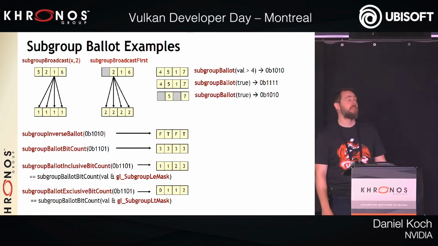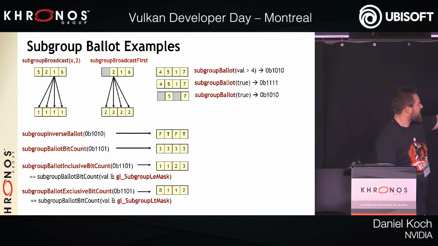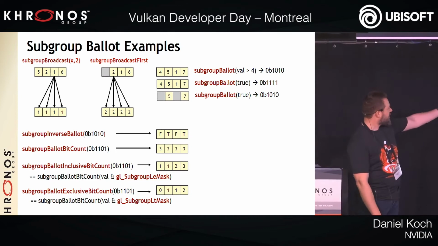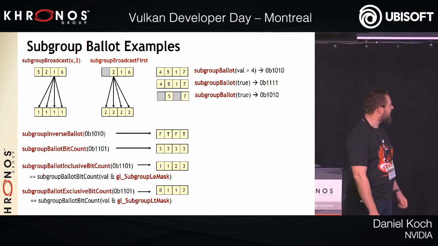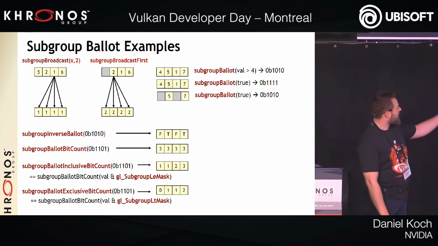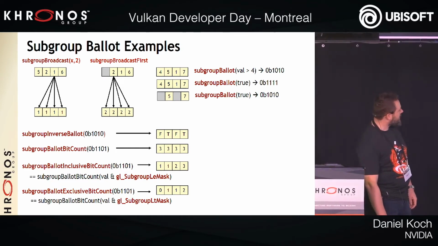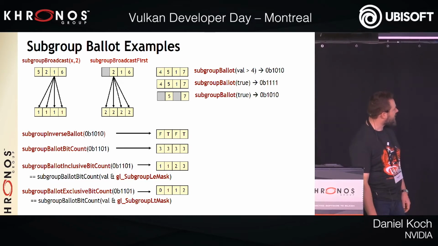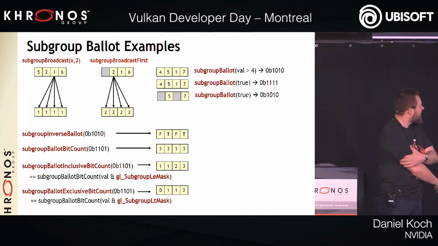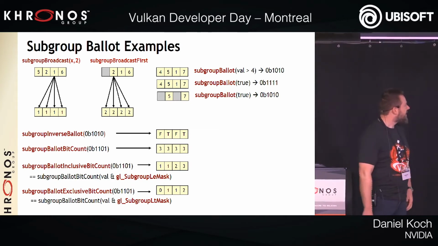So what do these look like? First one, subgroup broadcast. I take the value X and I want to broadcast that from invocation 2. So you can see the value of 1 gets splatted out to all the invocations. Subgroup broadcast first: in the second example there, the first invocation was inactive, so we get the data from the second thread broadcast to all the other ones.